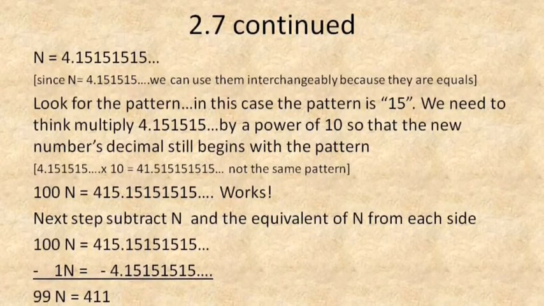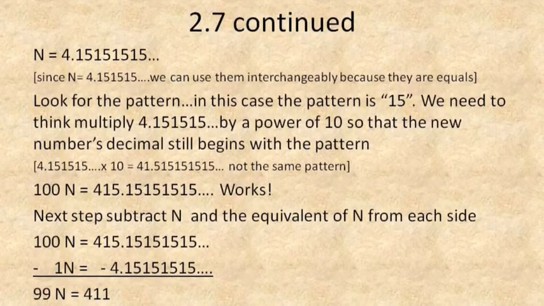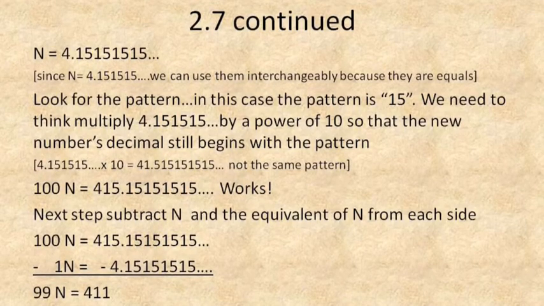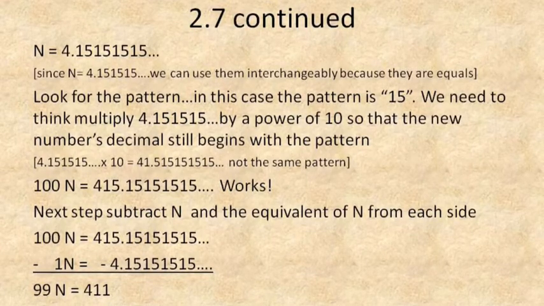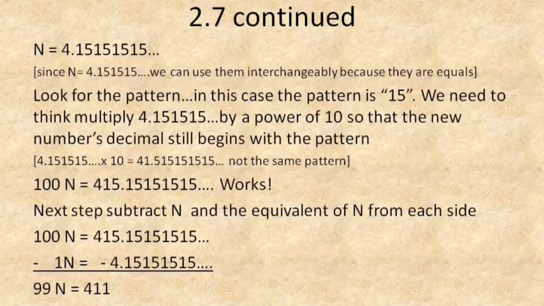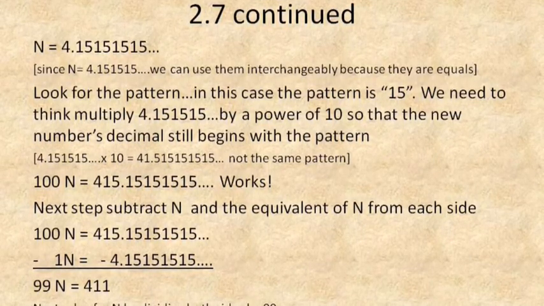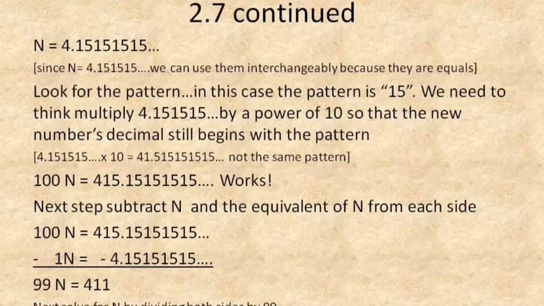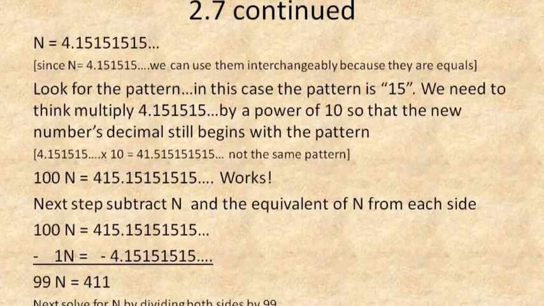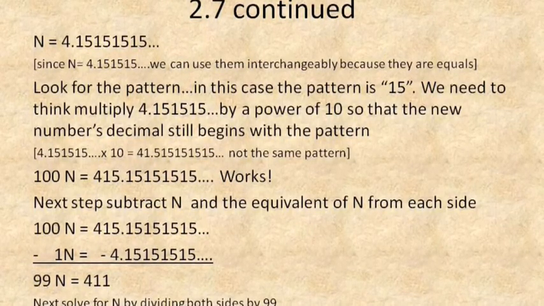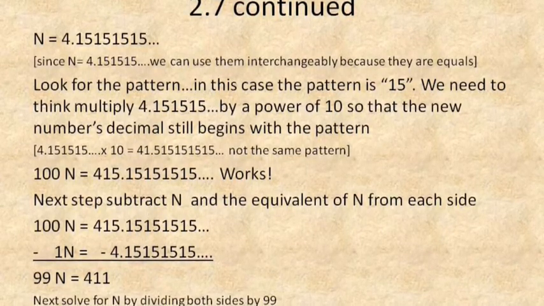4.151515 repeating. Now, if n is equal to 4.1515 repeating, we need to find the pattern. The pattern is 15. So think about what power of 10, so 10, 100, 1000, would we need to multiply n by so that we have the pattern beginning again after the decimal. Look at 100. 100n is equal to 415.151515. 10 didn't work because it gave us 41.515151, changing the pattern.